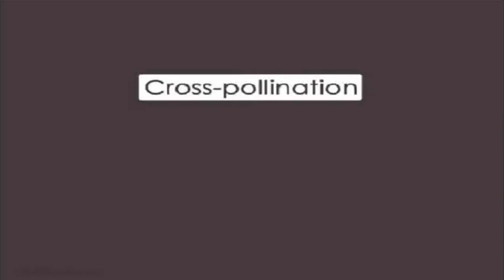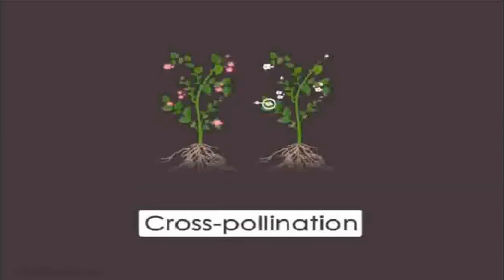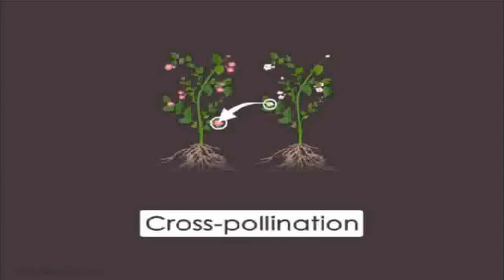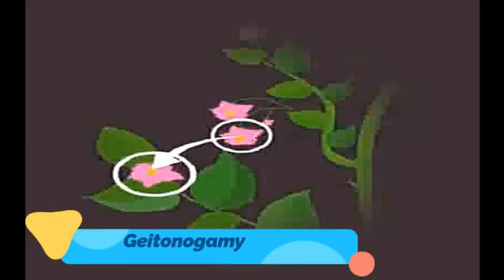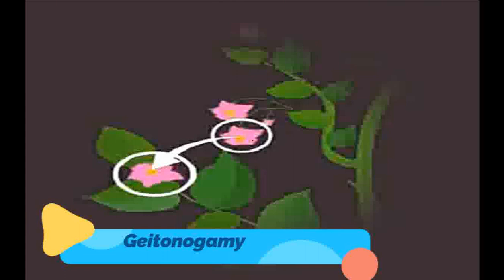Cross-pollination. The other type of pollination is called cross-pollination, where the pollen travels from the anther to the stigma of a different flower on another plant. Cross-pollination is of two types: geitonogamy and xenogamy. Geitonogamy is the type of cross-pollination that occurs between two flowers present on the same plant.